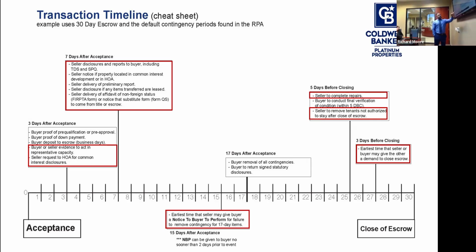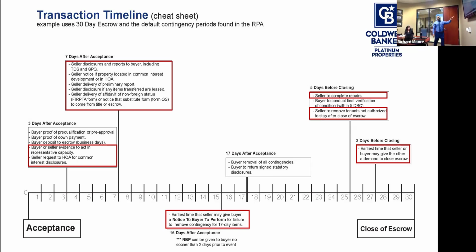But you, as the listing side or the seller, can give them a notice to perform 2 days before the 17th day, to notify them that they have to remove their contingencies on the 17th day. So that's 2 days later. When you send the notice to buyer to perform, that means they have to perform by the 2nd day. If they don't, the seller can cancel on the 18th day. This is the only out for the seller.